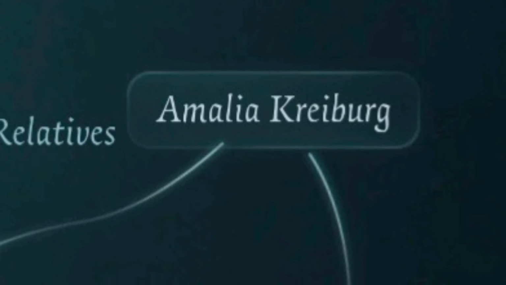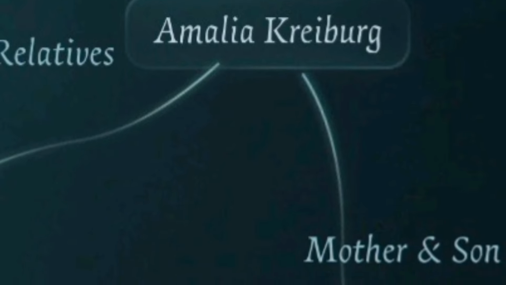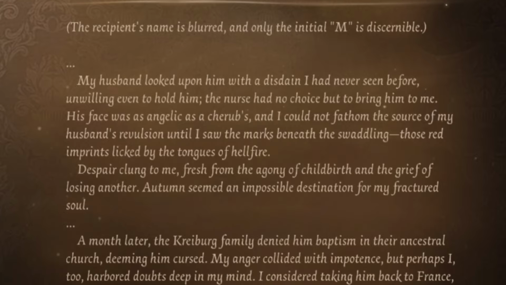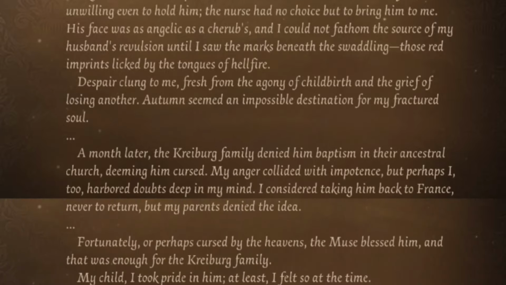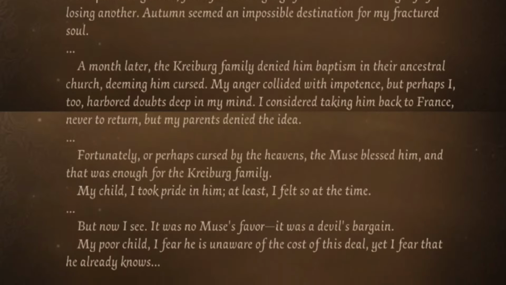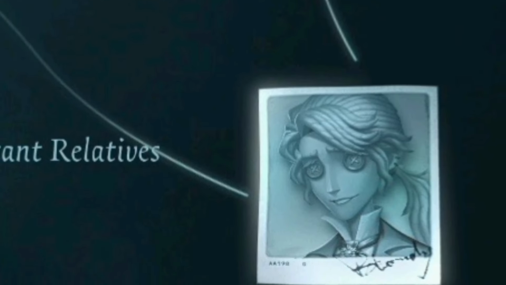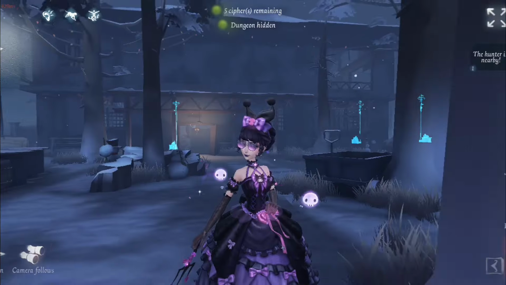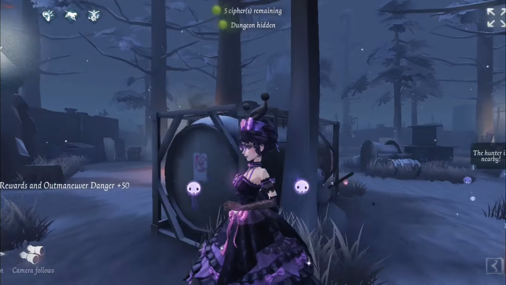We don't know much about Amalia Kreiburg, other than that she was Frederick's mother and loved him deeply, even though her husband despised Frederick because of a particular physical condition. At one point, Amalia wrote letters to someone with the initial M, which many fans believe was Mary de Capet. In these letters, she shared her struggles, like how her husband refused to hold Frederick or even baptize him, and how she wanted to go back to France but couldn't.